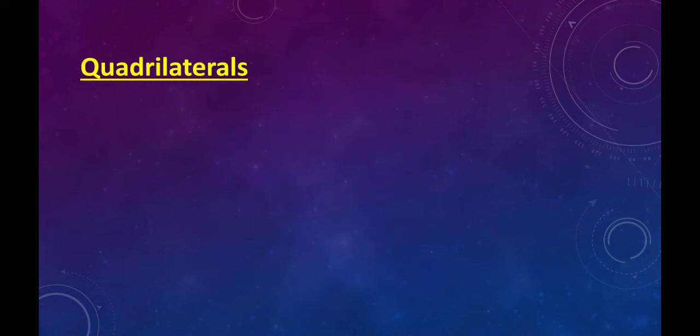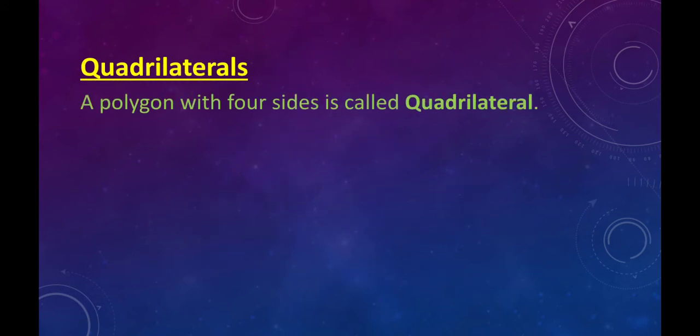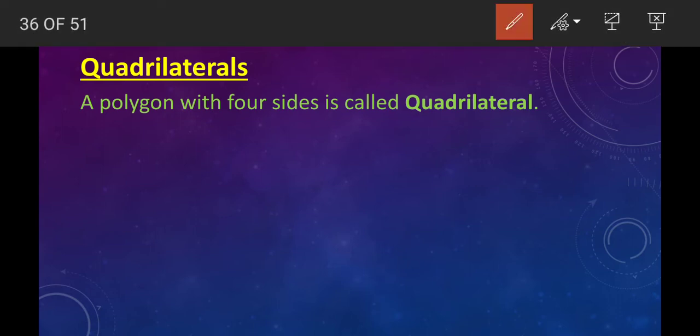So first come to quadrilaterals. A polygon with 4 sides is known as a quadrilateral. Look at here. This is a quadrilateral as it is made up of 4 line segments, and we have discussed this quadrilateral in chapter number 4, and for this you can check the video also.